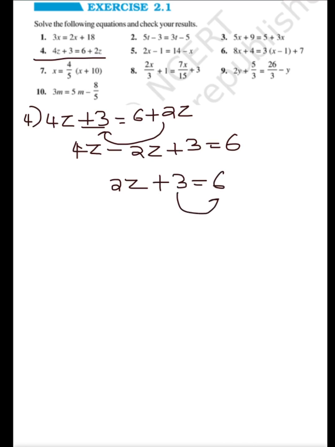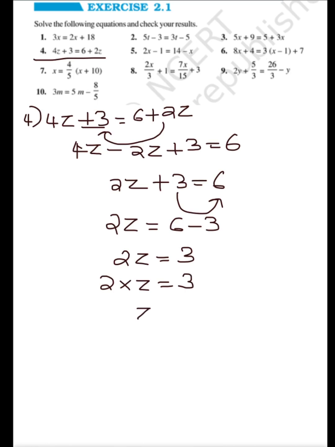Now you can take this 3 to the other side. So it will become 2z equals 6 minus 3. You have to show the steps. So 2z equals what? 3. 2z equals 3. Now 2z means 2 into z. 2 into z equals 3. So you have to keep this z alone here. So you have to take 2 to the other side. That means z equals 3 divided by 2. So our answer is z equals 3 by 2.